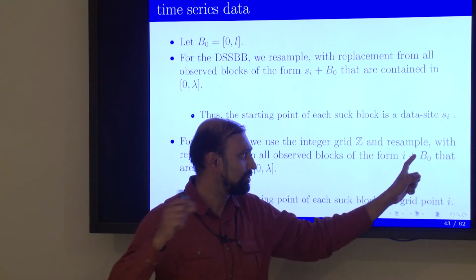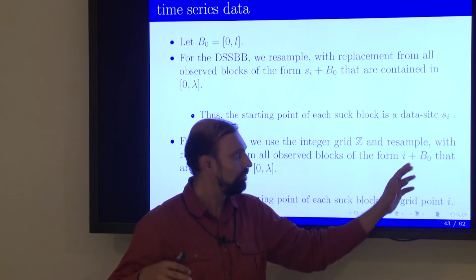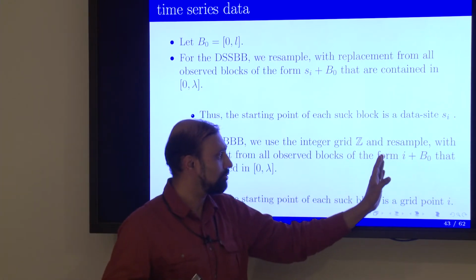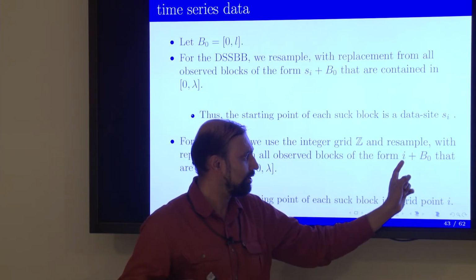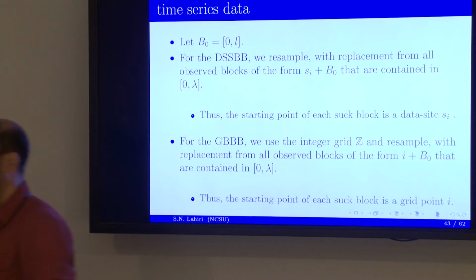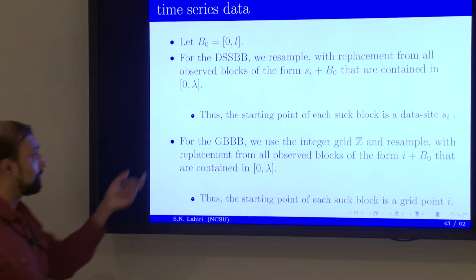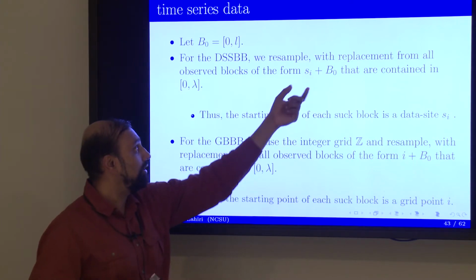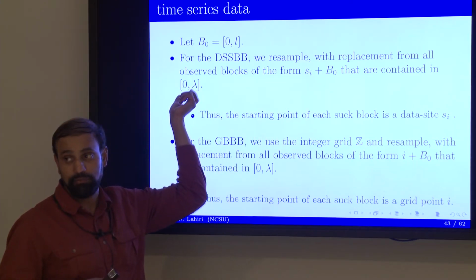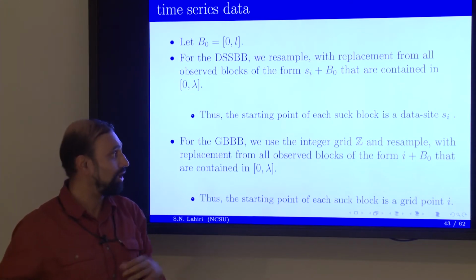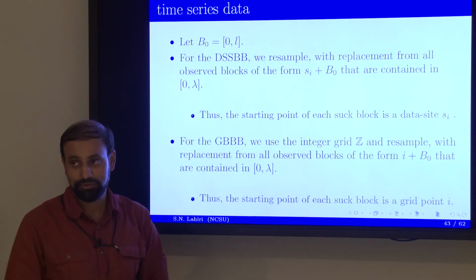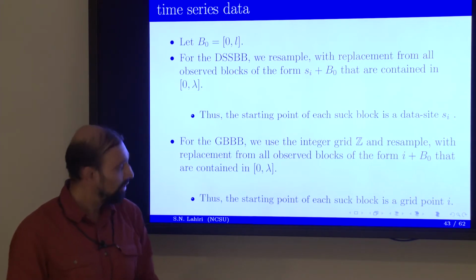B0 goes from 0 to L, then 1 to L plus 1, similarly 2 to L plus 2, and so on, with i bigger than or equal to 1. So in one case, the locations of the data points are going to dictate where you start your block. In the other case, it is coming from the integer grid Z. And in both cases, you need the observations. So whatever shifting you're doing, that thing has to be contained in 0 to lambda. If you go either to the right or left of this interval, then you do not have observations. You cannot, so there is no point.